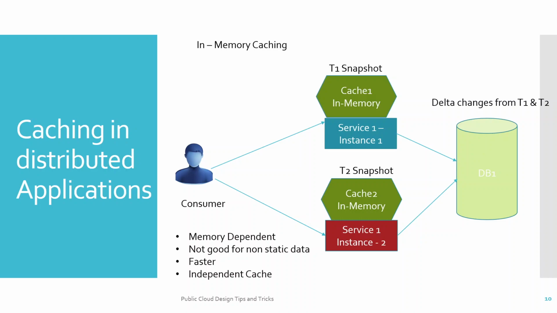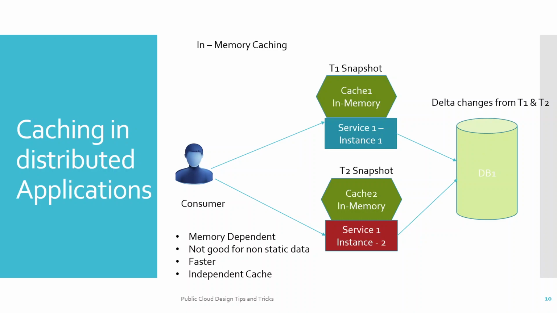So, for example, here there are two instances of service one running, instance one and instance two. They have their own in-memory cache, and both the in-memory caches are based on a time snapshot basically. So T1 and T2. So there can be cases where you have some delta information between T1 and T2. So eventually when the consumer starts talking to cache 1 and cache 2, it may end up with a data change basically. So that is how it works.